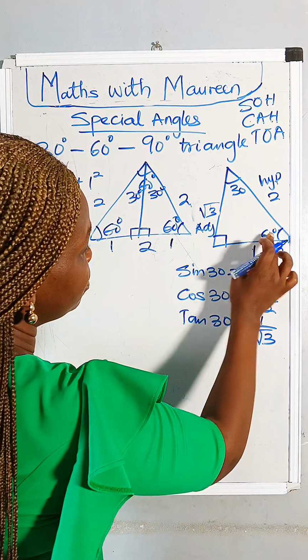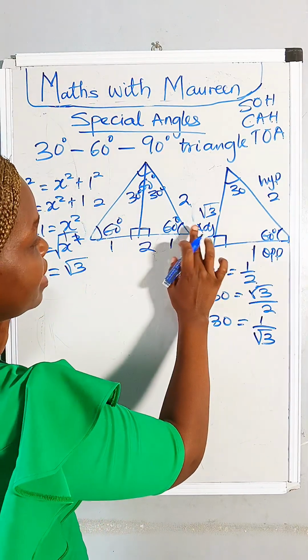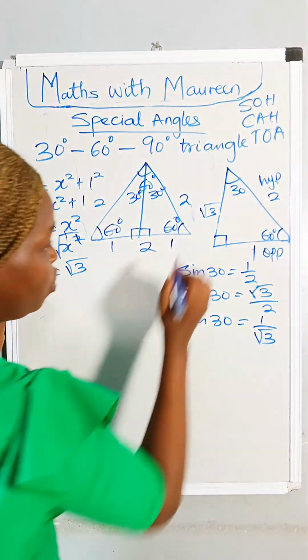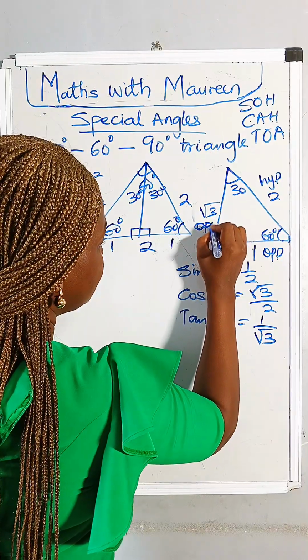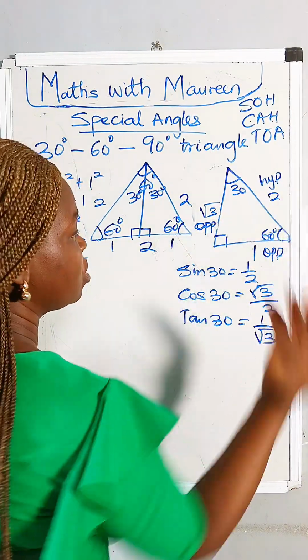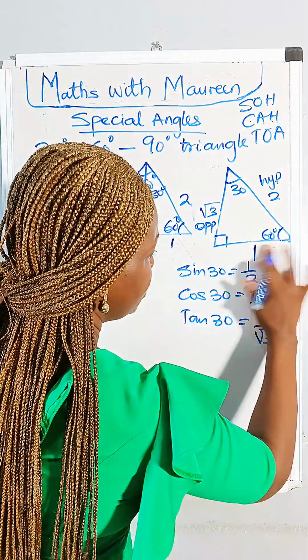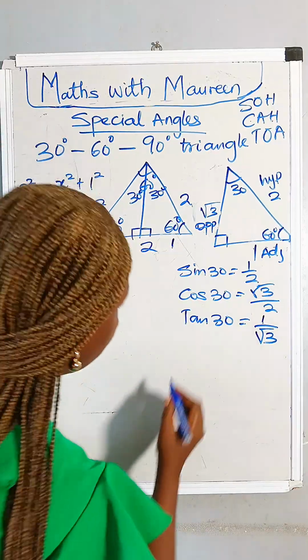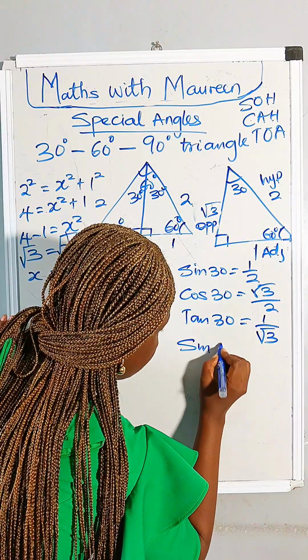Then let's move over to 60. If you are considering 60, then this place, that is opposite the angle in question, will be the opposite. So this is now opposite. This is always the hypotenuse. Then this place will now be adjacent. Okay, all right, so we'll start with sine 60.